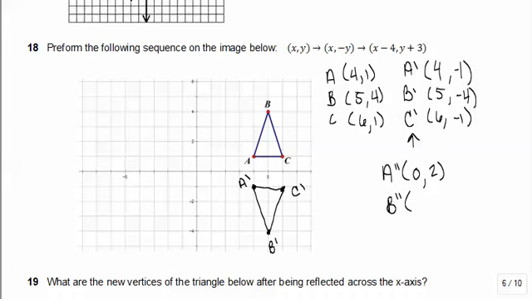B double prime, subtract 4 from 5, which is 1. And then add 3 to negative 4, which is negative 1. And C double prime, subtract 4 from 6, which is 2. And then add 3 to negative 1, which is 2. So it should be at 0, 2. That's A double prime. And at 1, negative 1, B double prime. And at 2, 2 is C double prime.